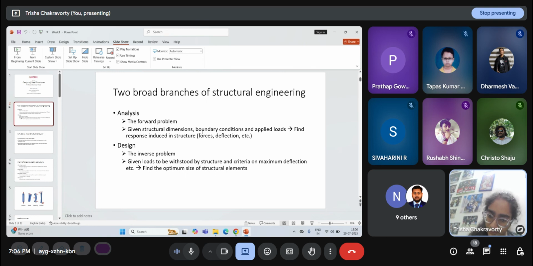And if it fails, if I see that the induced force in the structure in my section is greater than what the section can withstand, I'm going to propose another dimension. Maybe I'm going to increase the dimension. Maybe I'm going to use a higher grade of steel or concrete. And again, I have to do analysis and check. So design and analysis, it's an iterative process in practical structural engineering.